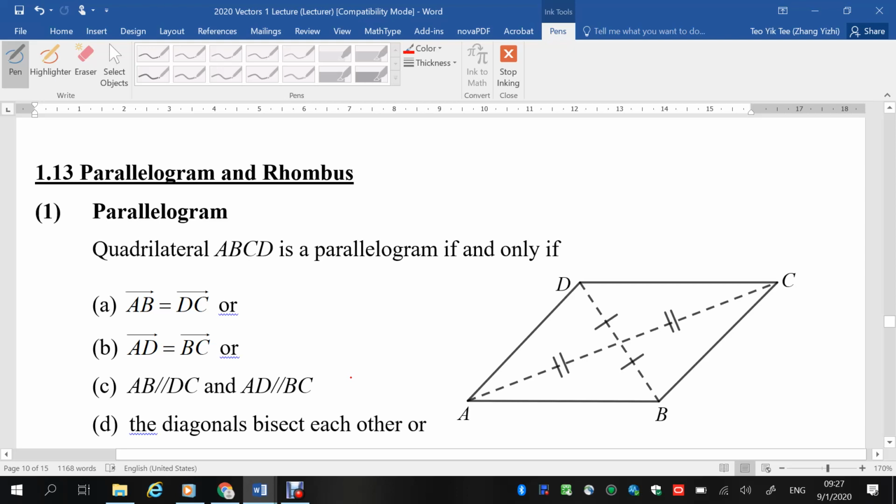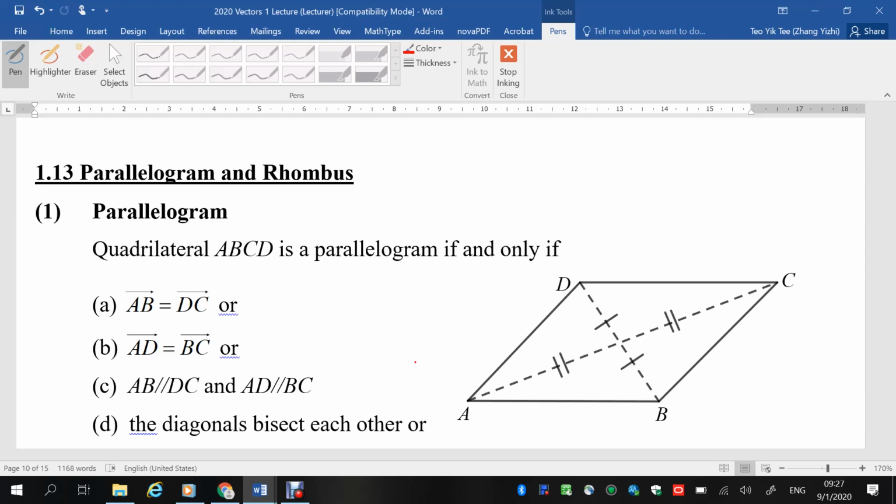Today we can continue with your second lecture on vectors 1. A few things you must activate from secondary school will be the properties of certain geometrical shapes. You learned this in your secondary 2 geometry.